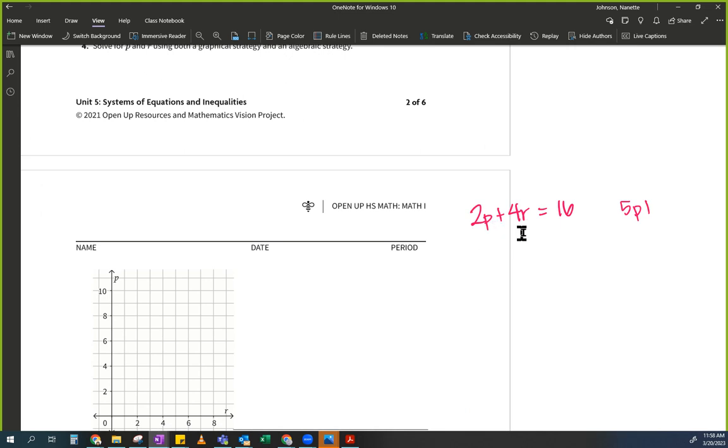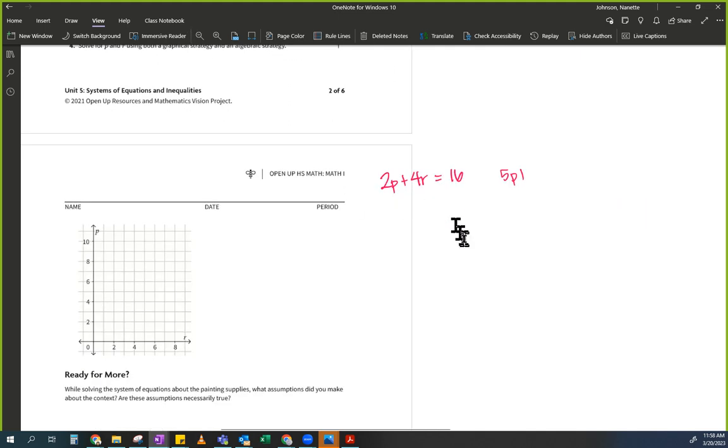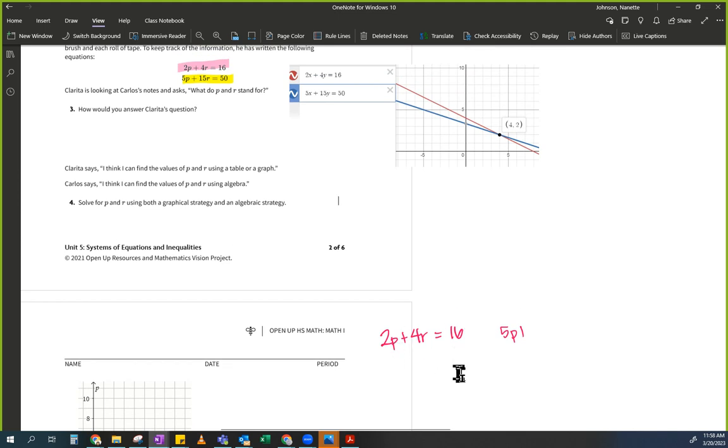So 2P plus 4R equals 16. This one says 5P plus 15R equals 50. Does anybody see anything pretty neato about these equations? So look for a pattern, look for something that you notice. Anybody see it? Come on, y'all. We both think P and R. Good. That's number one. Number two, does anybody see?